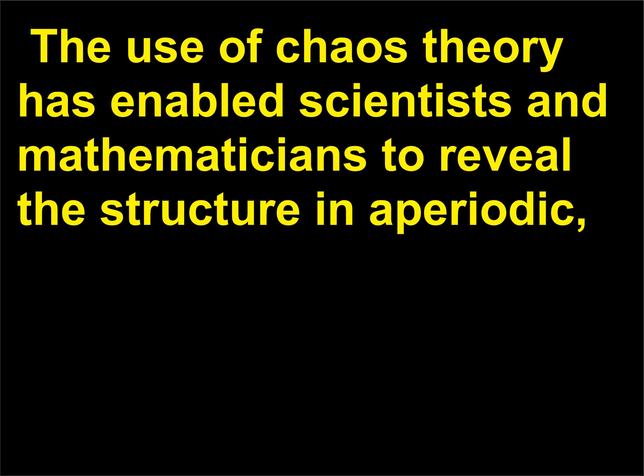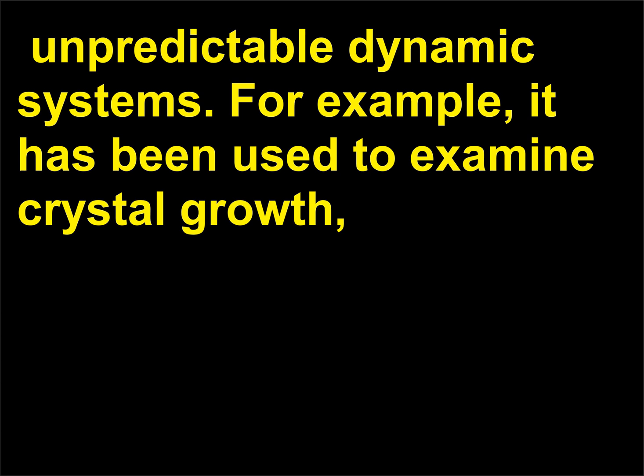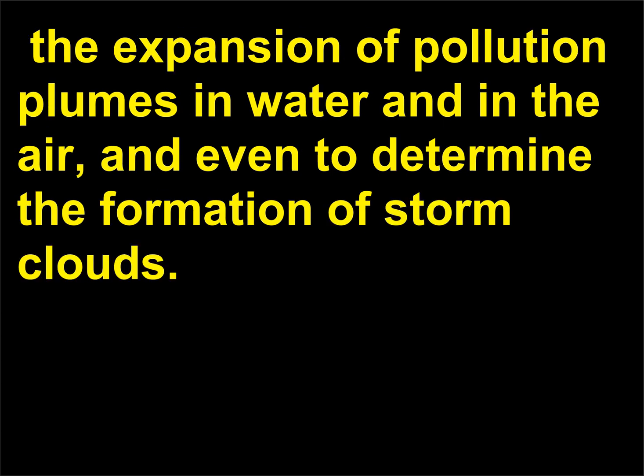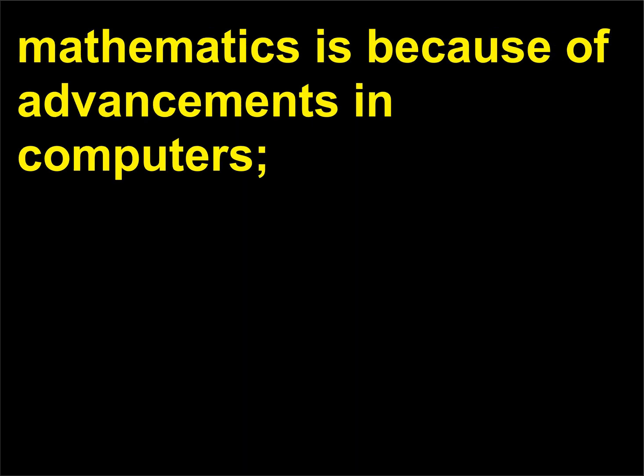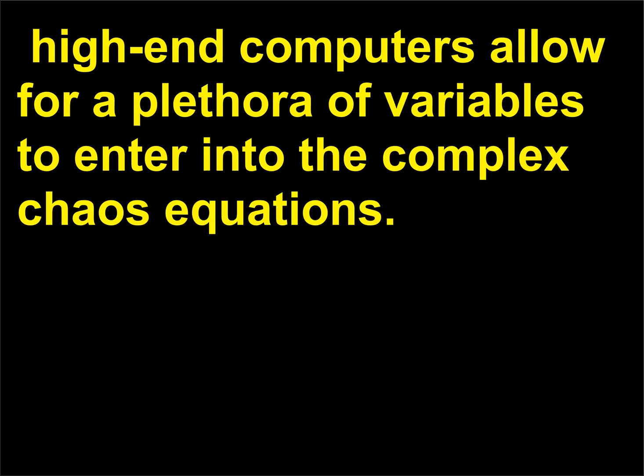The use of chaos theory has enabled scientists and mathematicians to reveal the structure in aperiodic, unpredictable dynamic systems. For example, it has been used to examine crystal growth, the expansion of pollution plumes in water and in the air, and even to determine the formation of storm clouds. One of the reasons chaos theory has come to the forefront of science and mathematics is because of advancements in computers. High-end computers allow for a plethora of variables to enter into the complex chaos equations.